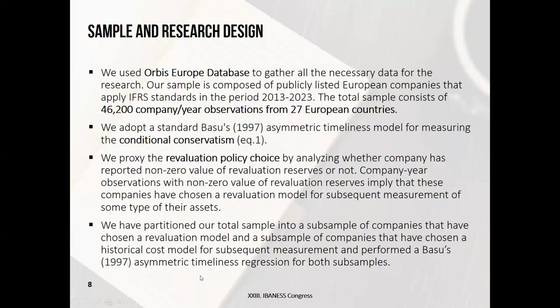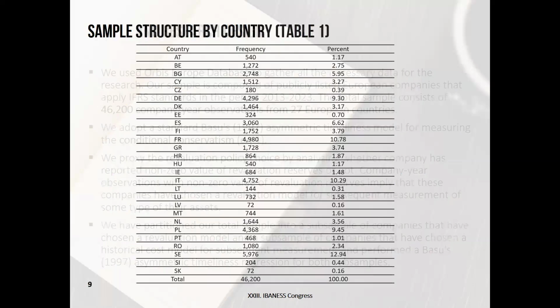Our sample includes European publicly listed companies applying IFRS standards from 2013 to 2023, with a total sample of 46,200 observations. Data were collected from the Orbis Europe database. We identify revaluation policy choices via non-zero revaluation reserves reported by companies. The sample was divided into two subsamples, revaluers versus non-revaluers, to test differences in conditional conservatism using Basu's model.